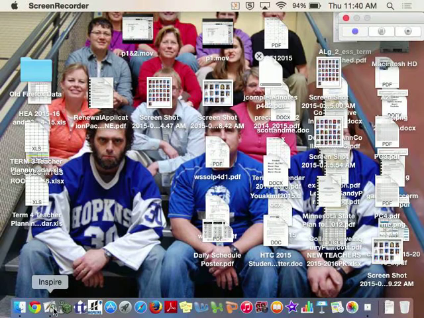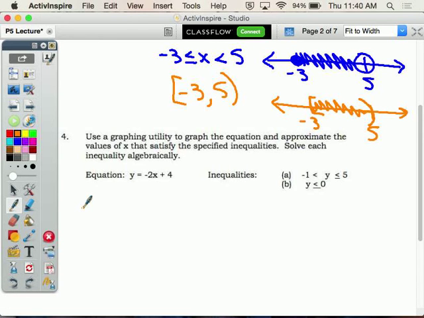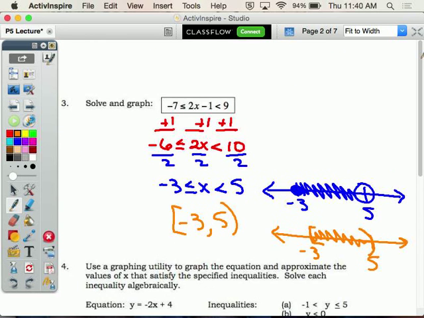So notice that when we did our problems, just to emphasize again, when we multiply or divide by a negative number, that's when we flip the symbols. Otherwise, we do not. When we multiply or divide by a negative number, we flip the symbols. Otherwise, we do not.